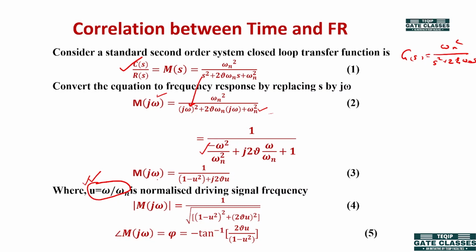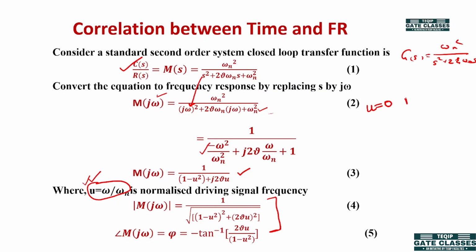So if we calculate the magnitude and phase angle, our magnitude would be equal to 1 by under root of (1 minus u square) whole square plus (2 zeta u) whole square, and angle phi would be equal to minus tan inverse 2 zeta u by 1 minus u square. I hope you all know how to calculate the magnitude and angle from a complex value. So once you have calculated this, let us see how our magnitude and angle vary by varying u.